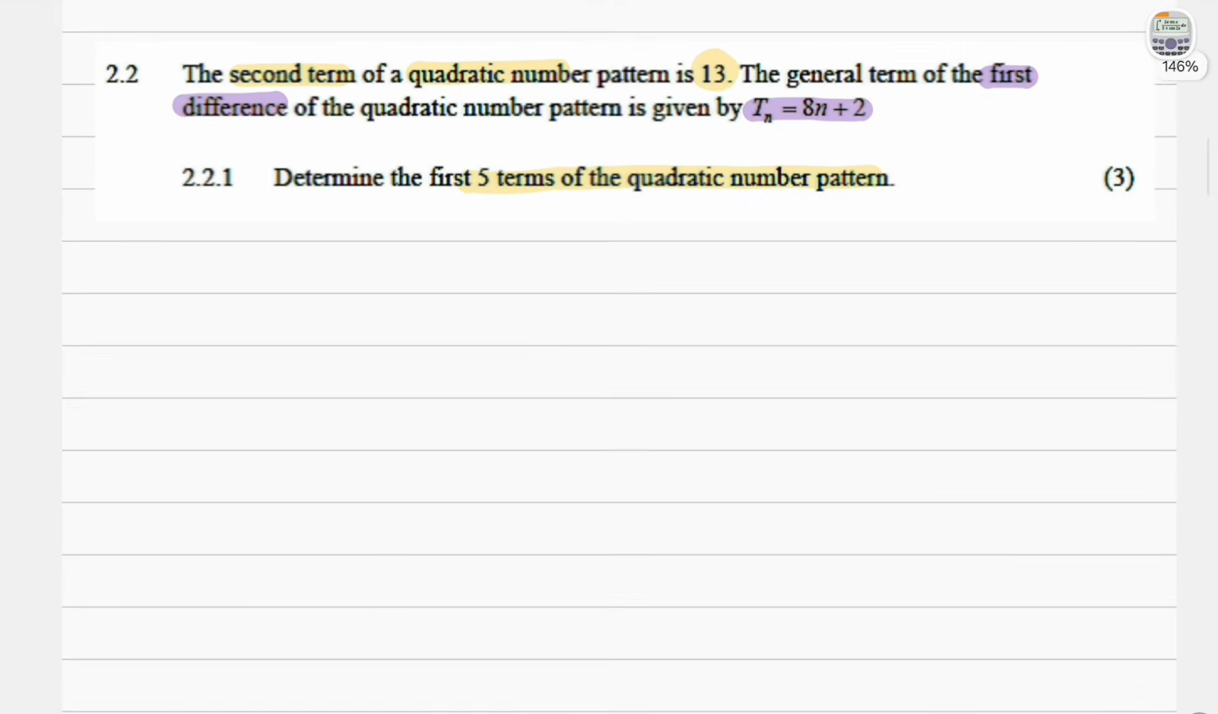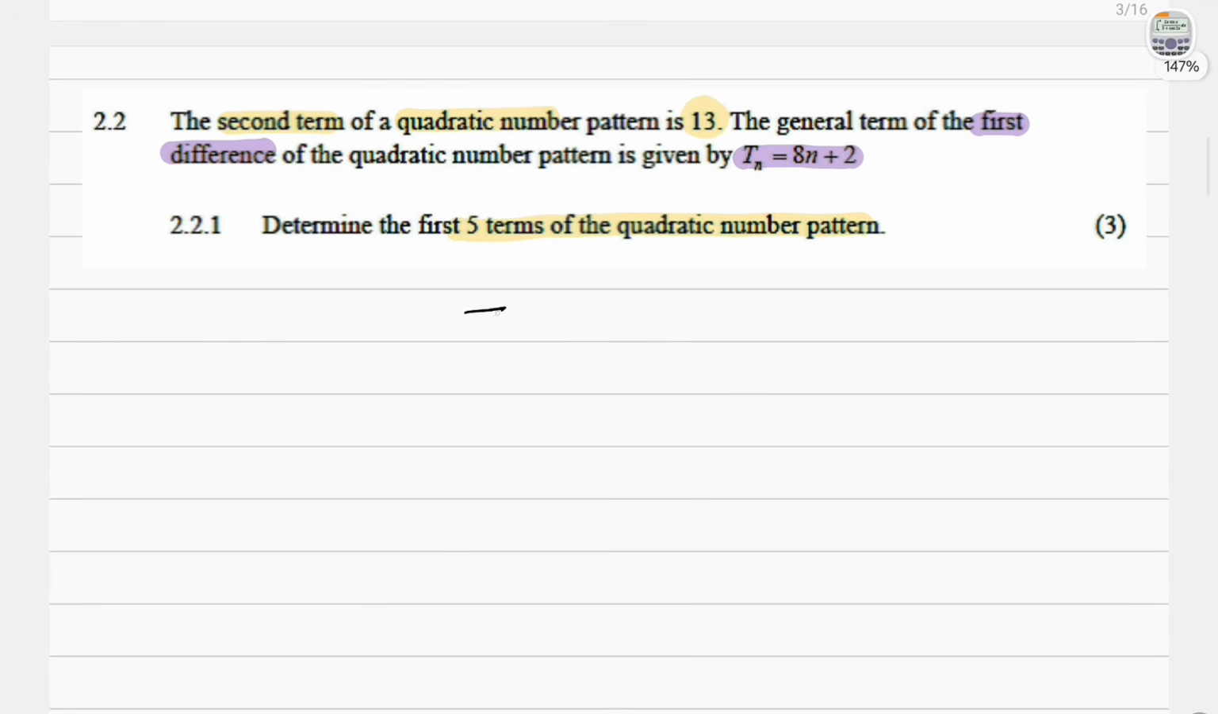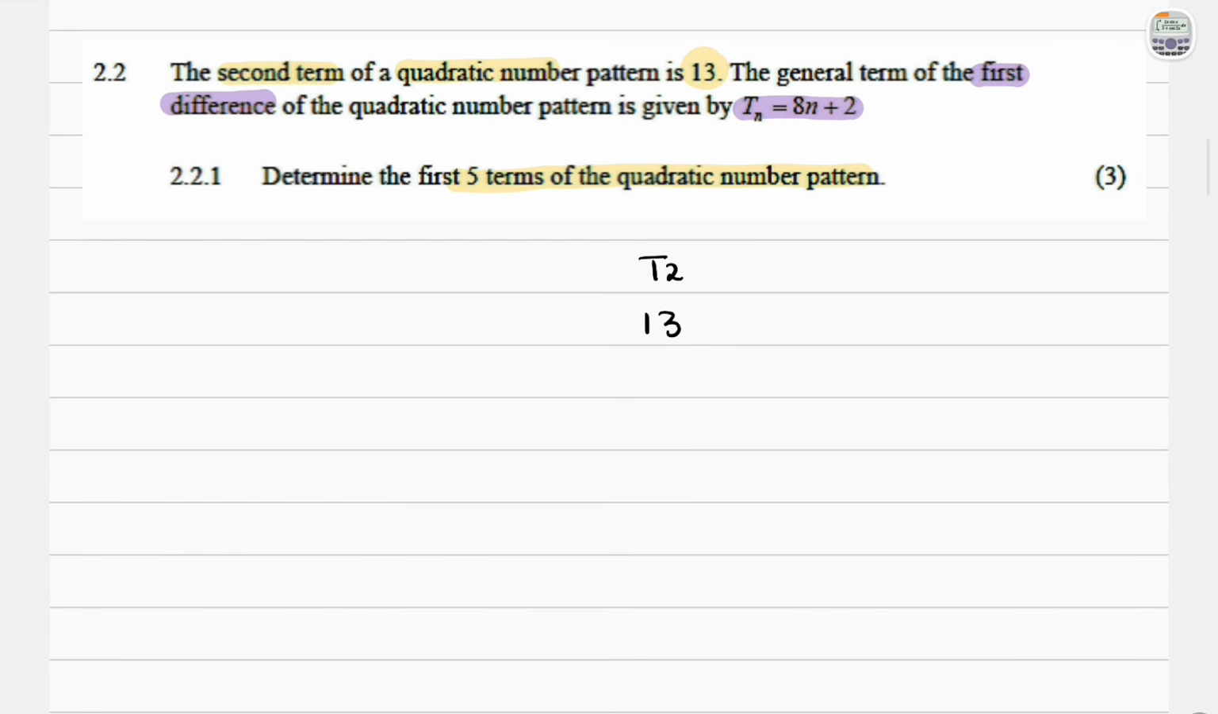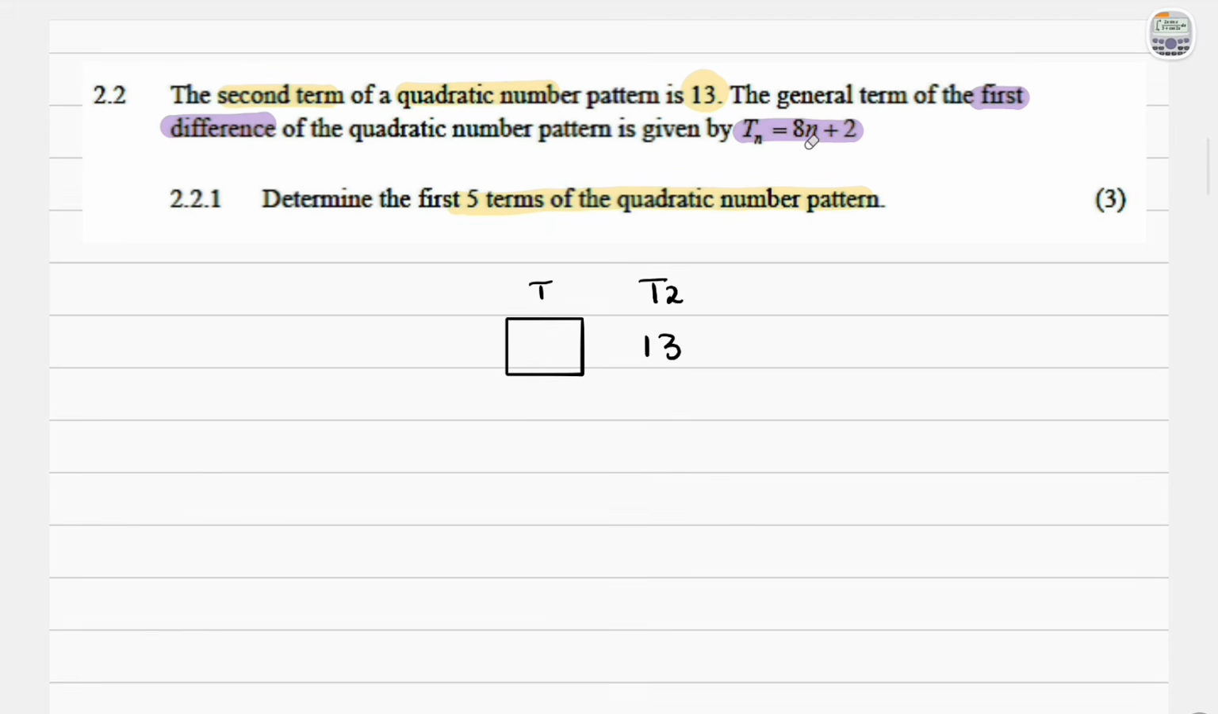Okay, let's write down what we have. We were given the second term of the quadratic pattern. Term 2 is 13. We were also given the equation of the first differences. So it means we have a term 1, which we'll have to find out. And we were given the equation of the first differences, so we can find any term in the first differences. But we need to ensure that we have the first 5 terms. So we need term 3, term 4, and term 5.